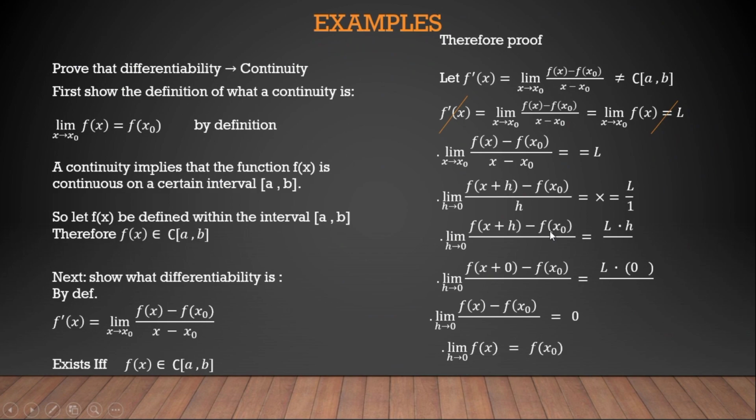Great. So now we cannot further break this down or factorize this expression. So if we can't do that, then wherever h is, we plug in 0. So we have this type of equation now. When you plug in 0, f of x plus 0 minus f of x naught is equal to L multiplied by 0.